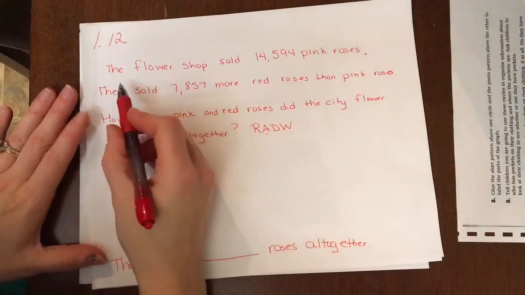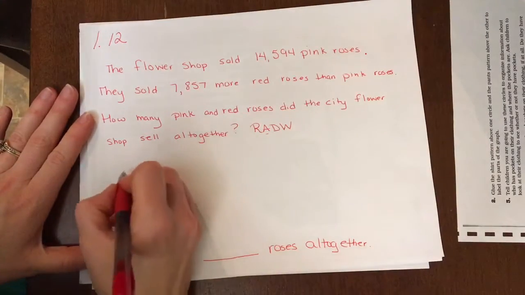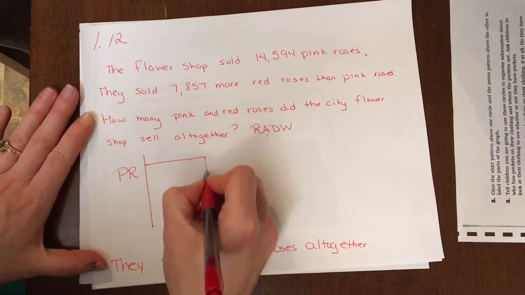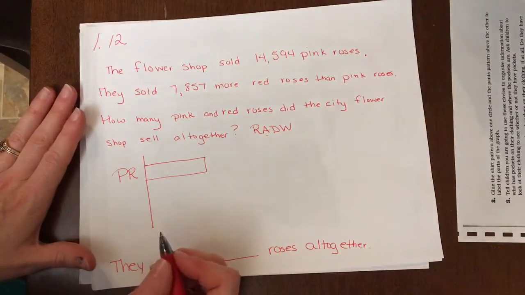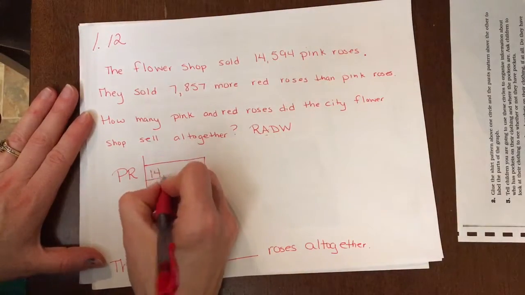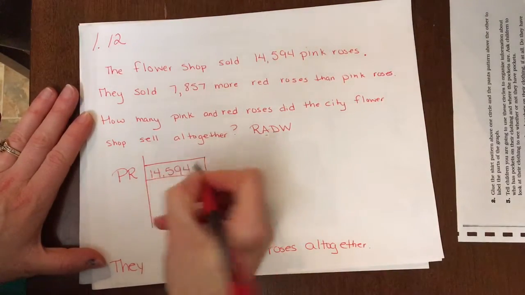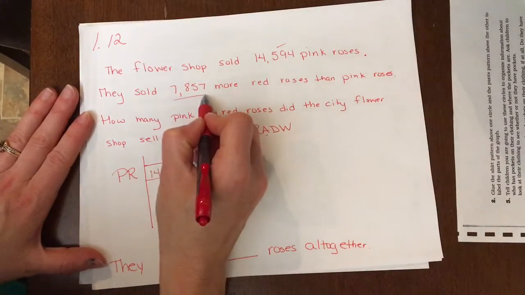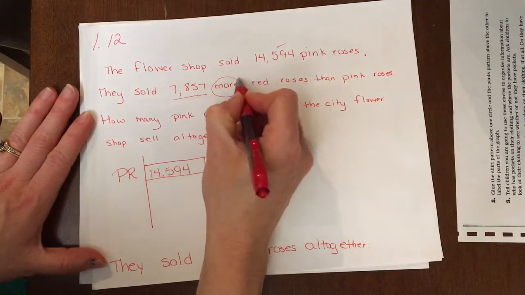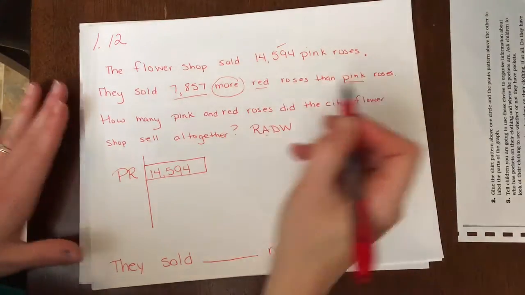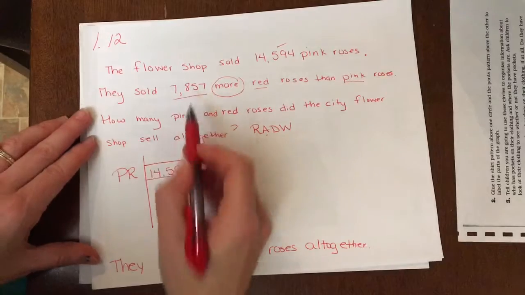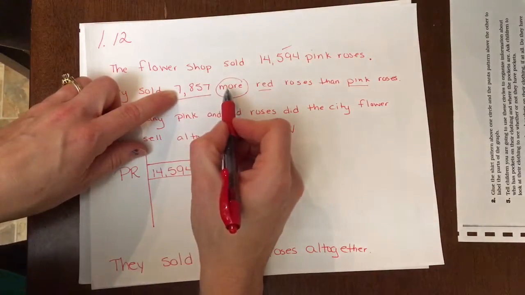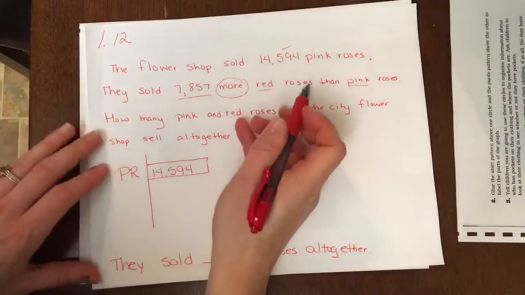All right, so first thing we're going to do is put down our pink roses. And we're going to do it this way. PR means pink roses. We're going to draw a model. This is also a tape model. 14,594. That's pink roses. They sold 7,857 more red than pink. What that means is I can't just write this number down. They didn't sell this many red roses. They sold this many more red than pink.